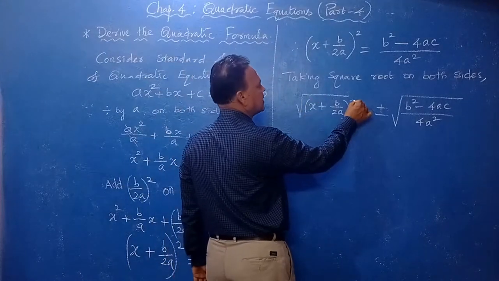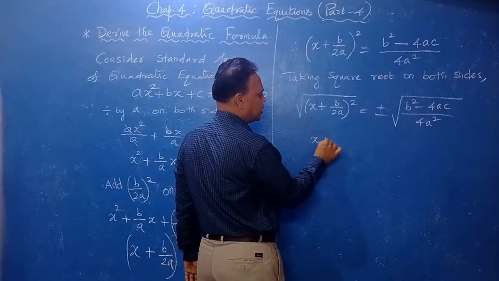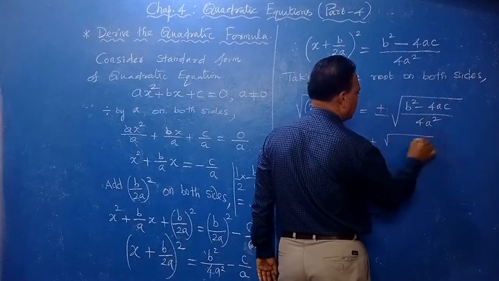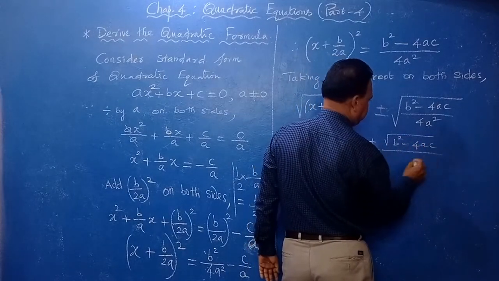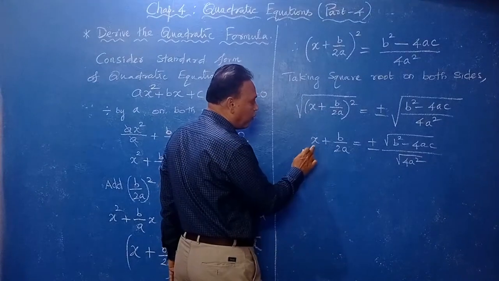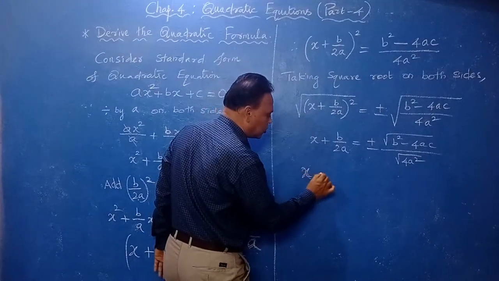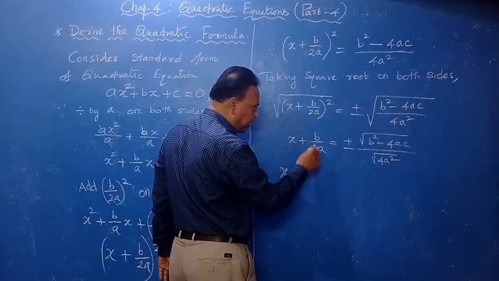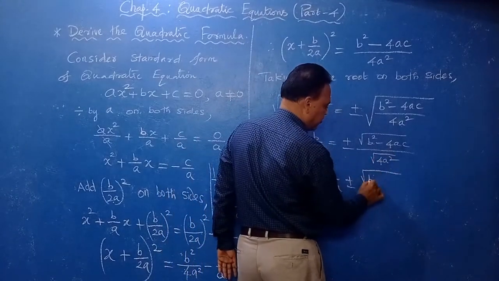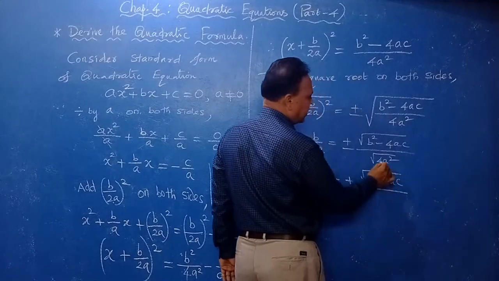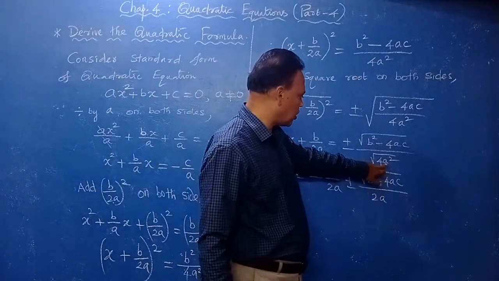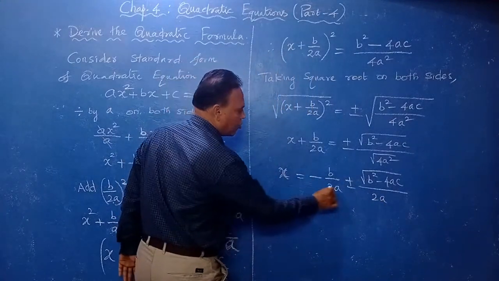Now you take the square root; this side means a square will be eliminated. That means x plus b by 2a is equal to plus or minus. Here numerator and denominator you take the square root separately. Now we have to find out x value. So x is equal to this plus, bring plus b by 2a to this side, means minus b by 2a, plus or minus square root of b squared minus 4ac by 4a squared, whose square root means 2a. Square root of 4 is 2, square root of a squared is a. That means 2a.